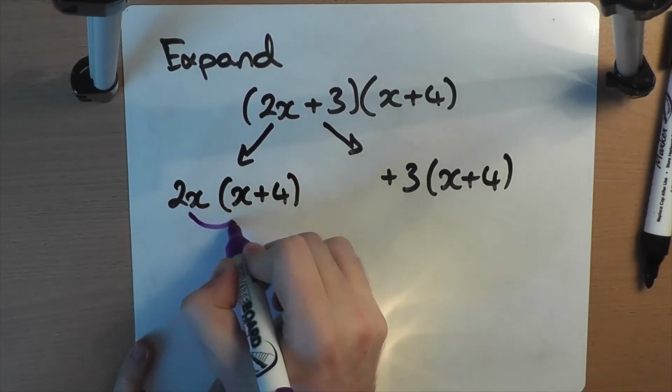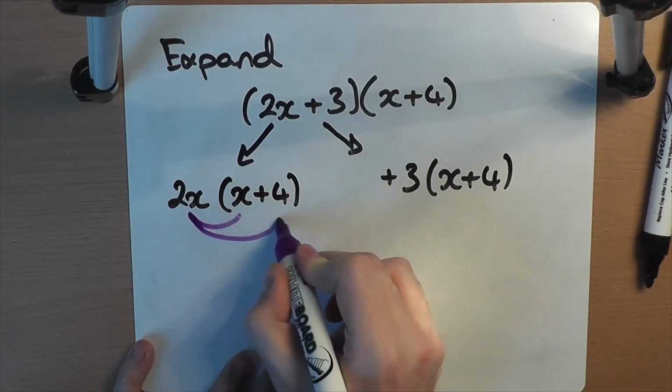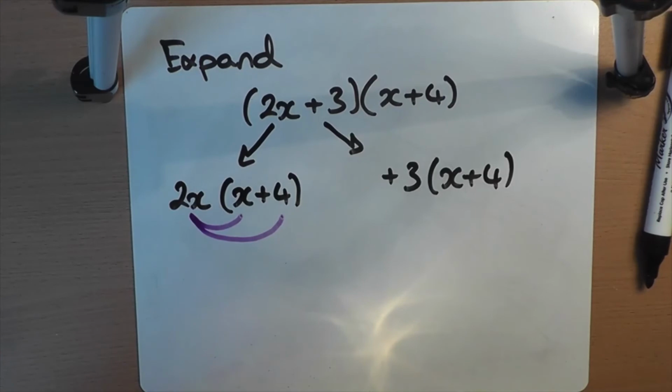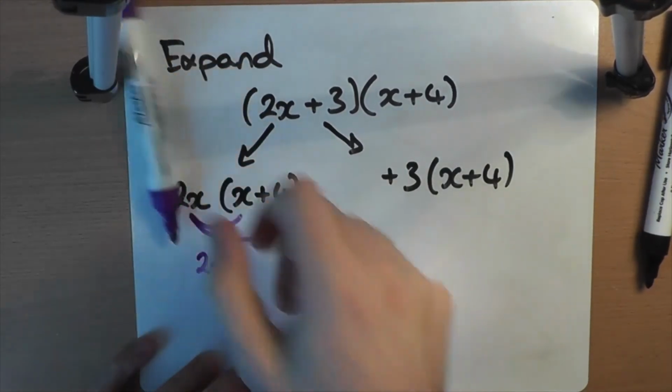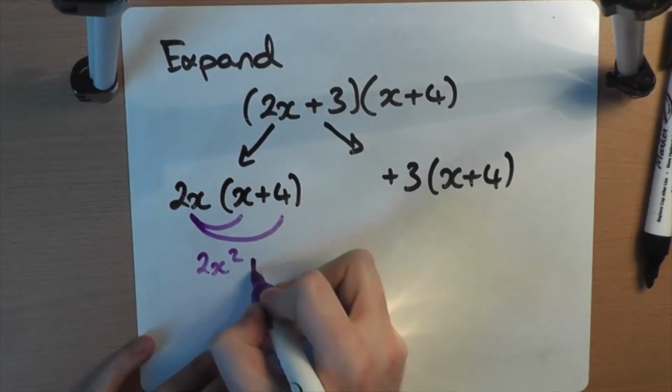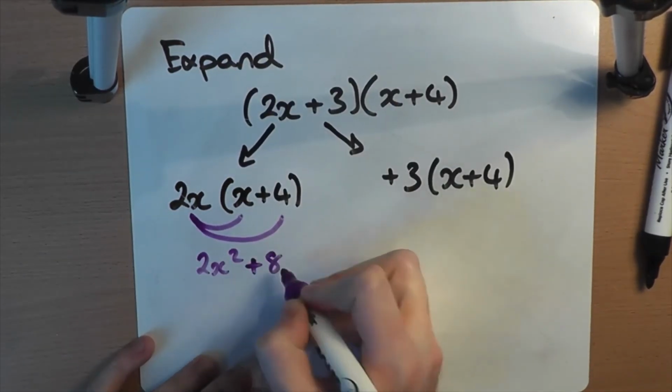So we're going to do 2x times the x, expanding, remember, the thing on the outside times each of the things inside in turn. So 2x times the x is going to give us 2x squared, and 2x times the plus 4 is going to give us a plus 8x.